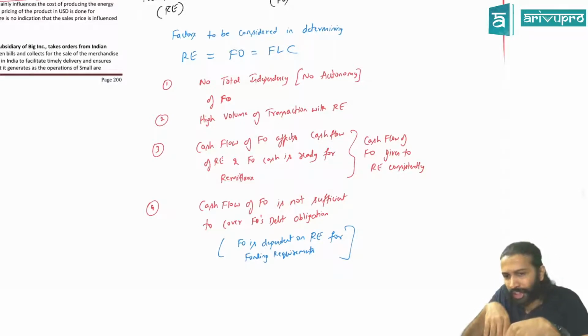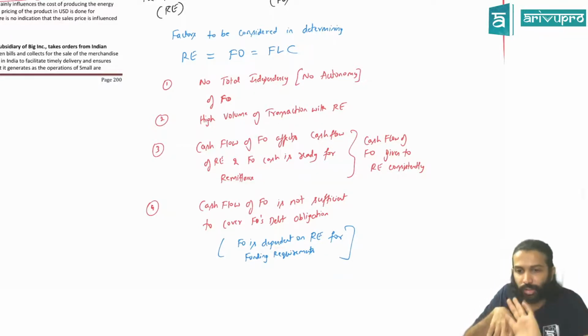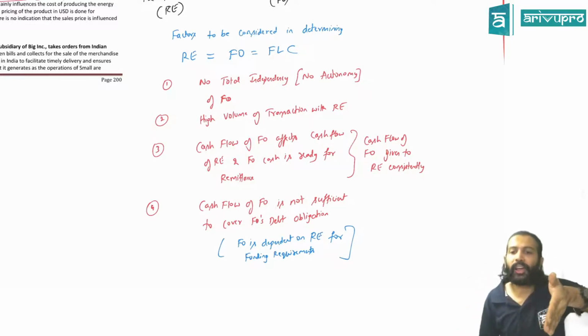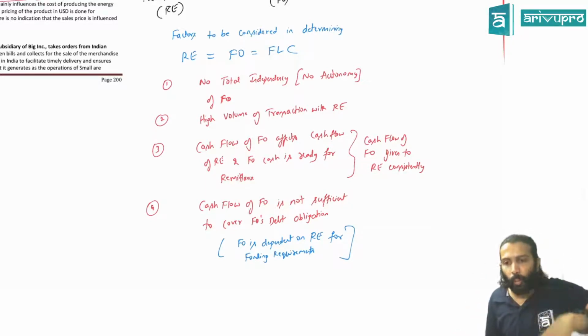It doesn't mean all of them should be satisfied. These are just indicators, not conditions. You look in and analyze on a case to case basis, and based on that you take a call. What call can you take? Which currency is the functional currency. Like that, you will identify.